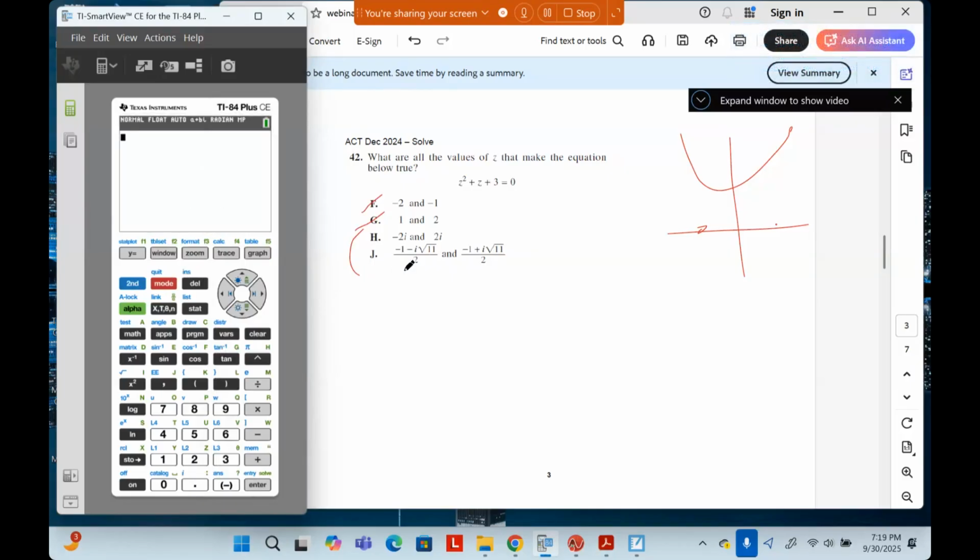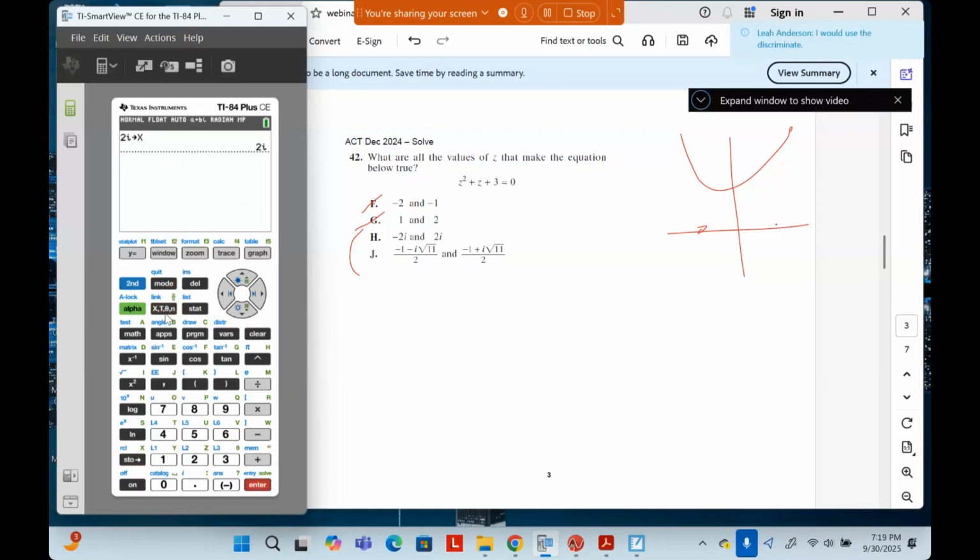So let's try plugging in values here, because we can, even if it's not in real mode, we can plug in a value like 2i here. So we can store 2i. So 2, and then to get I, you hit second decimal. And 2i, we're going to store that as x.